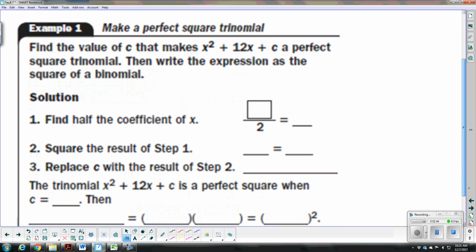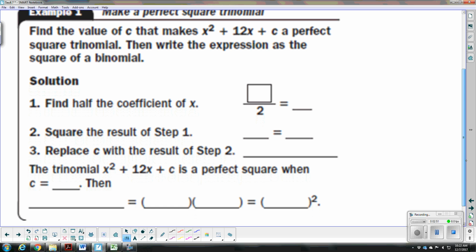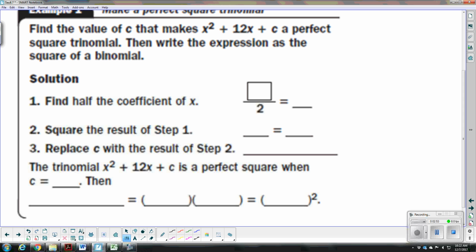So to make a perfect square trinomial, we want to find the c that makes x squared plus 12x plus c a perfect square trinomial. Then write the expression as the square of a binomial. So just like we did, a plus b squared is a squared plus 2ab plus b squared. So first we want to find the coefficient of x. Here is our coefficient in front of our x term. So that's 12. And then we're going to divide that by 2, which gives us 6.